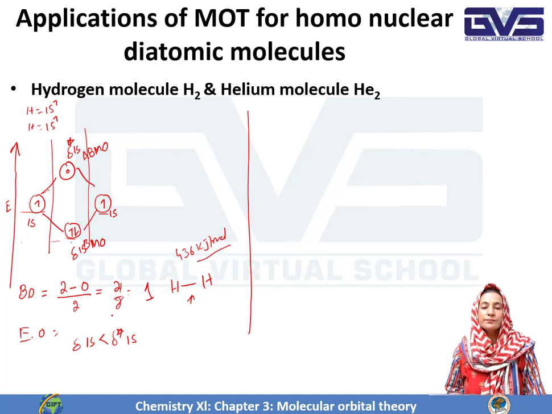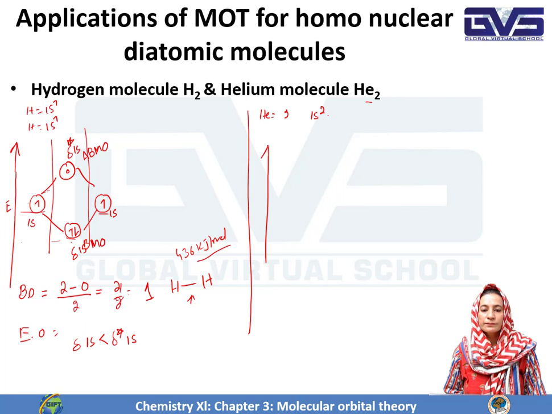Of this bond is. Now come to the helium. Does helium exist in diatomic form? You know helium's atomic number is 2. It's 1s2. So helium has this energy 1s2, and this is also 1s. They have electrons in it.